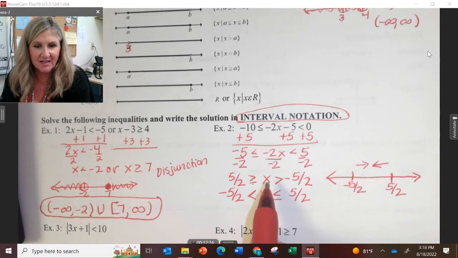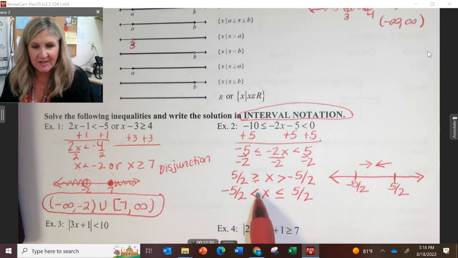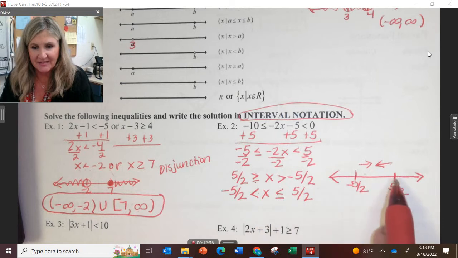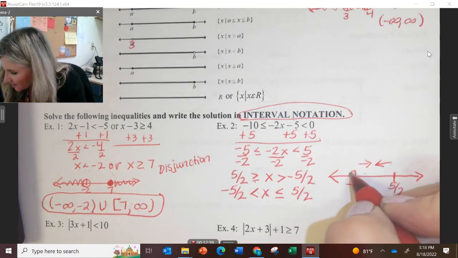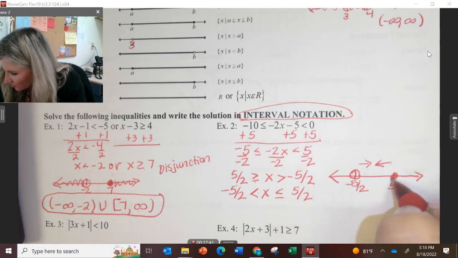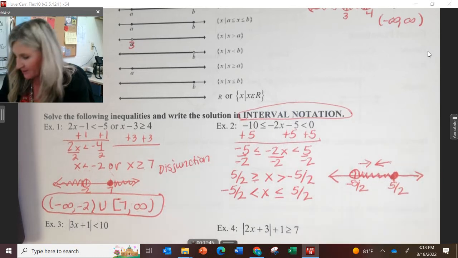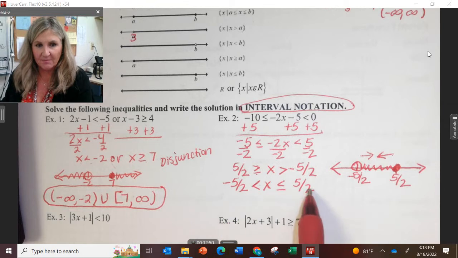Because this doesn't make sense. We're saying it's not going in the correct order. So now look at it. X has to be larger than negative 5 halves. That's over here. And x has to be less than 5 halves. So we're talking about using an open dot here, a closed dot here, because this is equal, that's not, in between there. This is called inequality form.